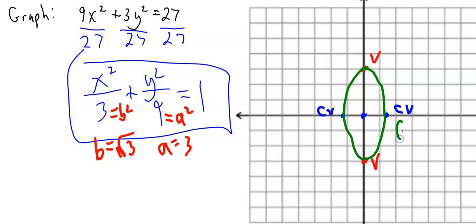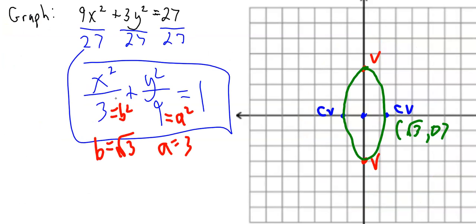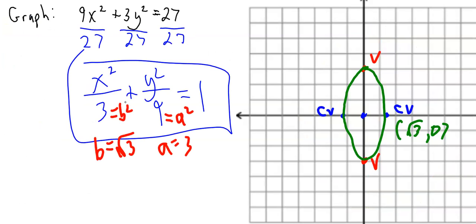You might want to put those ordered pairs: square root of 3, comma 0, and negative square root of 3, comma 0. If they're not at a nice lattice point, you're okay. Again, if you're having trouble, use the formulas. So the formula is 0 plus or minus a. So if you knew a was 3, square root of 3, then I guess those are the co-vertices there. I don't have a formula for the co-vertices, but it would be plus or minus b, comma 0, would be the co-vertices.